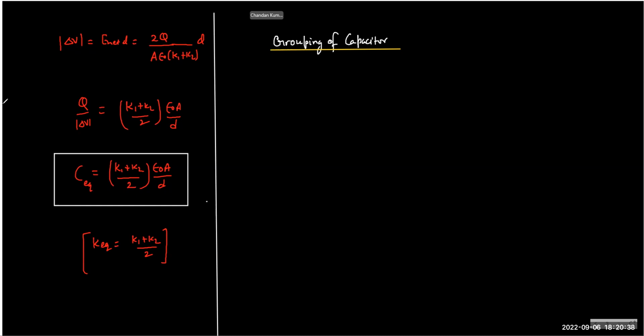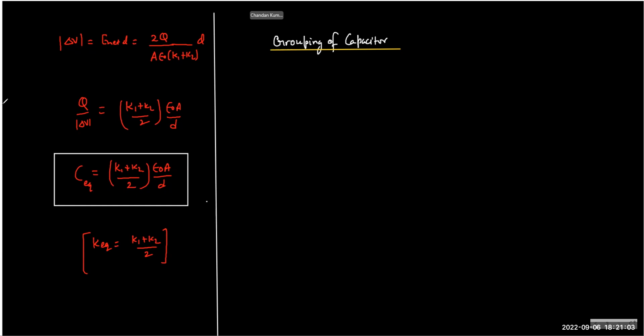So to achieve a certain value of capacitance, we must know how grouping affects the net capacitance. Will it increase or decrease, or what else can we do to achieve it? Okay. So the whole idea is that by knowing the grouping, we can achieve a desirable value.